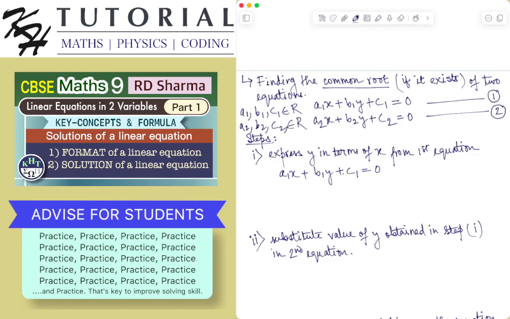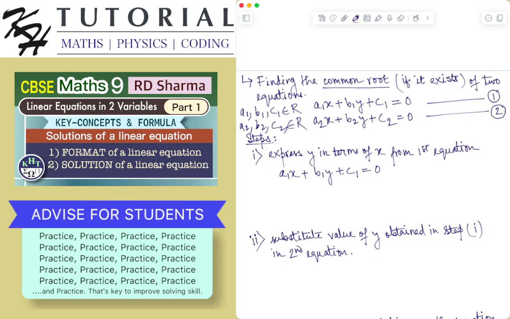So the first given linear equation in two variables x and y is a1x plus b1y plus c1 equals 0, and the second equation is a2x plus b2y plus c2 equals 0. And the question is: find the common root of these two equations. That is, an ordered pair which is a root of both of these two equations. It will be a root of equation 1 as well as a root of equation 2. How do I find the common root?